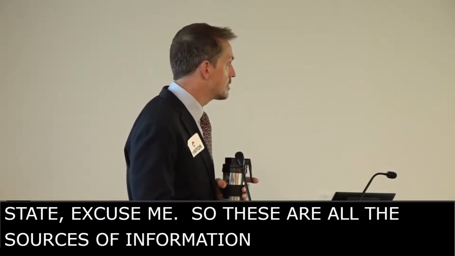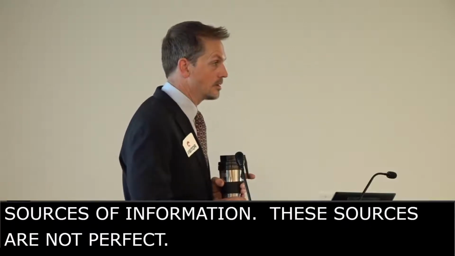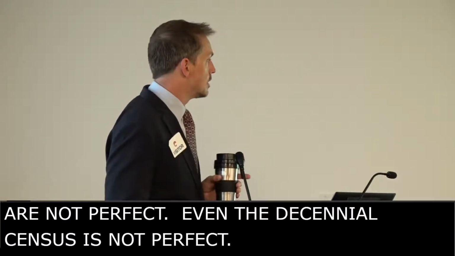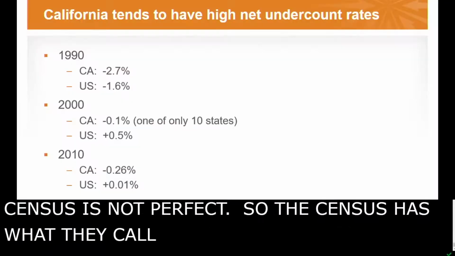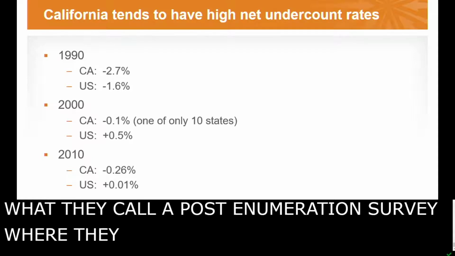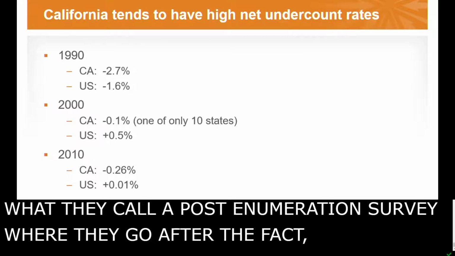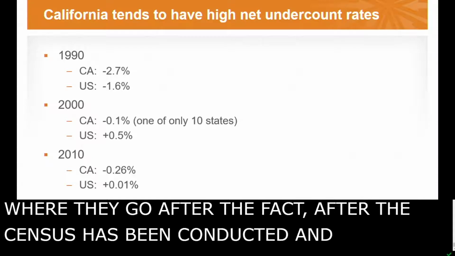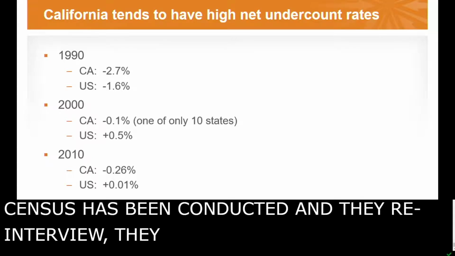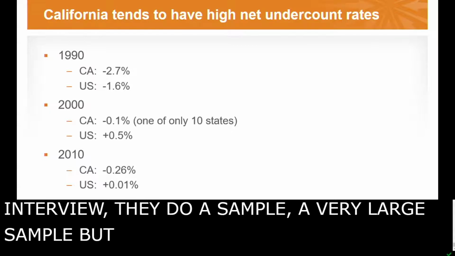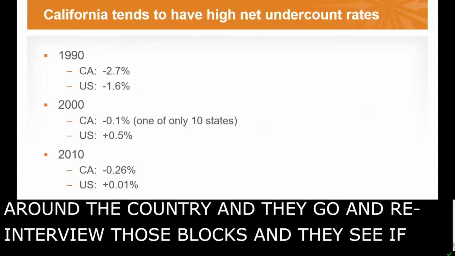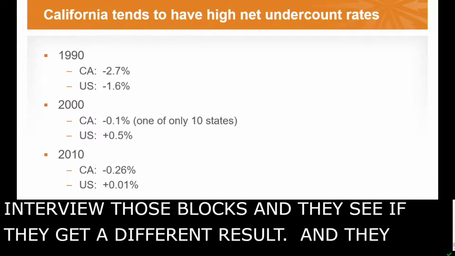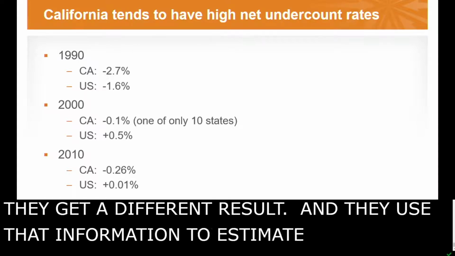These sources are not perfect. Even the decennial census is not perfect. So the census has what they call a post-enumeration survey, where they go after the fact, after the census has been conducted, and they re-interview. They do a sample, a very large sample, but a sample nonetheless, of blocks around the country, and they re-interview those blocks, and they see if they get a different result. And then they use that information to estimate how far off their census count is from the truth.